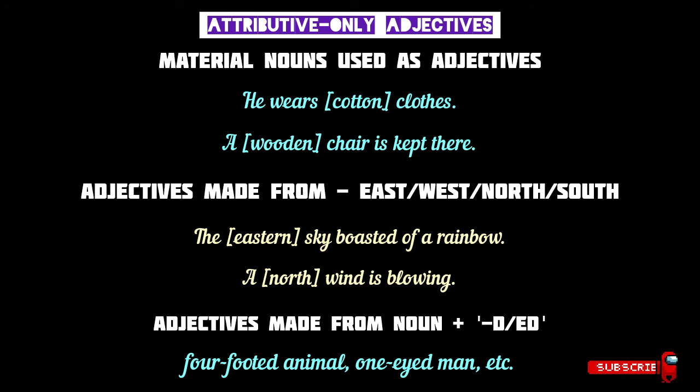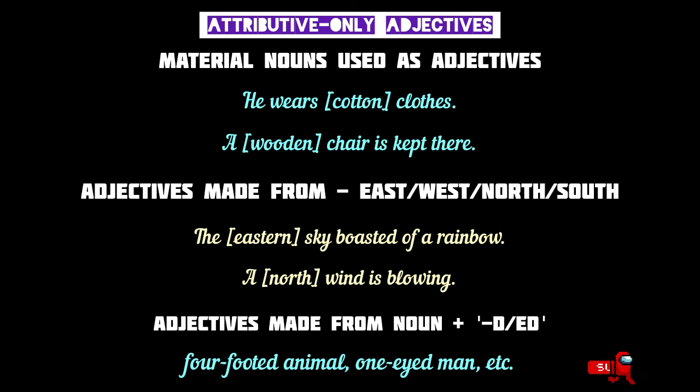Next, adjectives made from the names of directions such as east, west, north and south are only used attributively. For example, the eastern sky boasted of a rainbow. Here the adjective eastern is used before the noun sky to modify it. And then in the sentence a north wind is blowing, the word north is used as an attributive adjective before the noun wind to modify it.